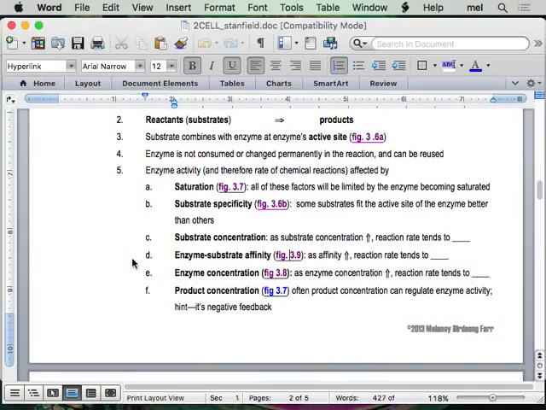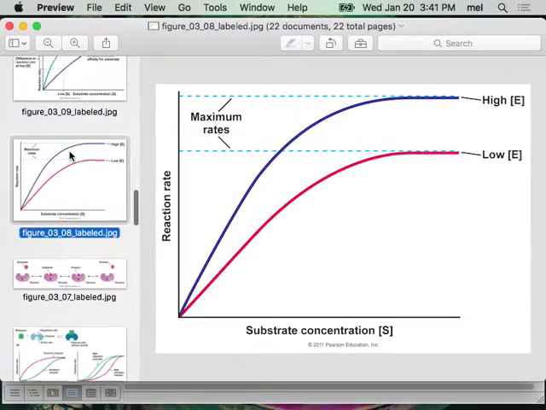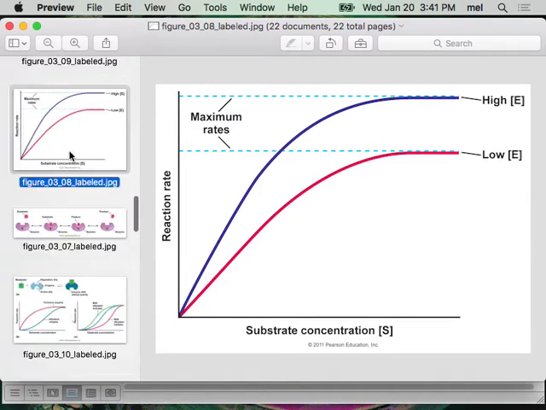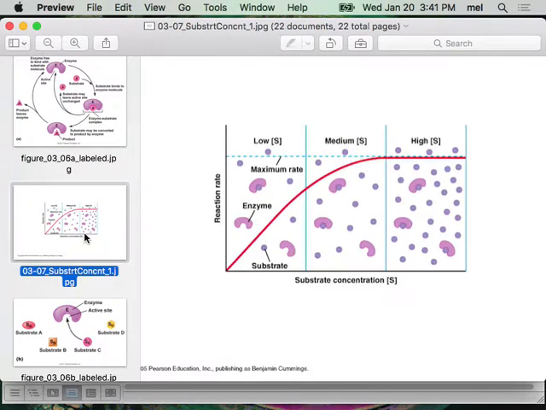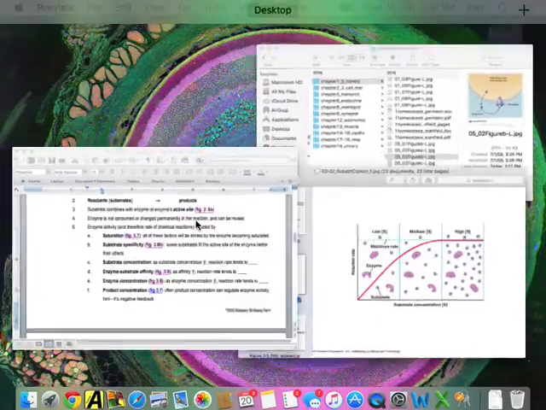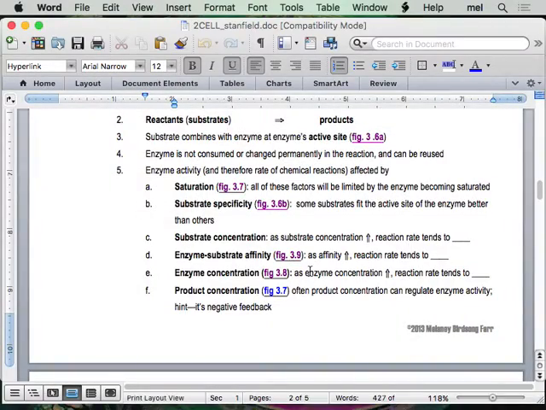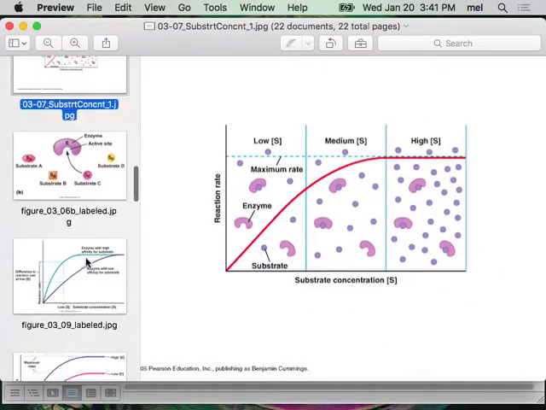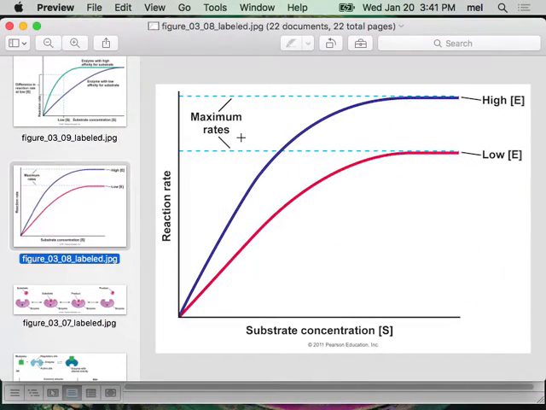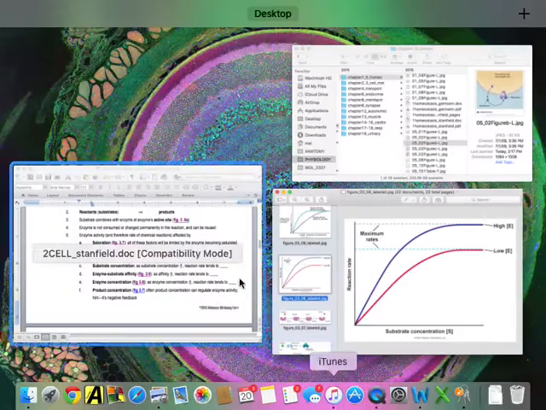Okay. Next one I want to do is substrate concentration. So you guys tell me, and you should know, as you increase substrate concentration, what happens to the chemical reaction rate? Chemical reaction rate goes up as you increase substrate concentration until you hit saturation. Good. All right, you're getting it. And then the next one is enzyme concentration. We didn't do enzyme concentration. So as you increase the concentration of enzyme, what happens? Chemical reaction rate goes up.